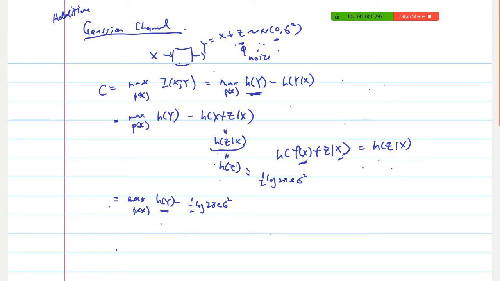Oh, actually, I missed out something here in the setup of this problem. I forgot, so I also need to give some constraint on x, right? Because if I just allow maximizing over any p(x) here, this is a continuous channel, I can make the power of this input as large as we want. Then the capacity will essentially be unbounded.